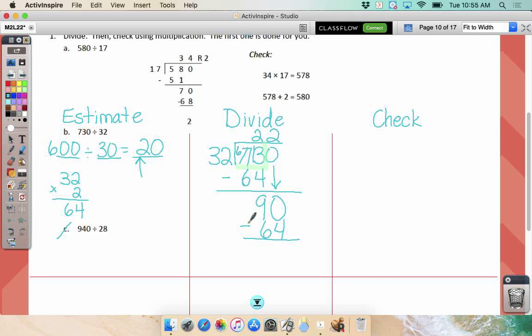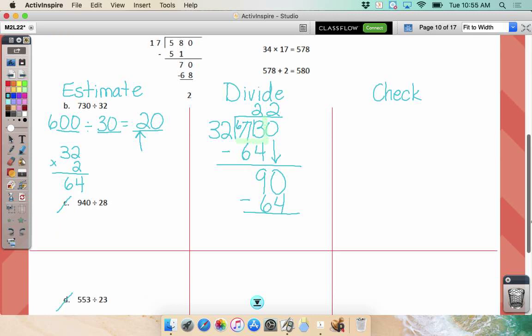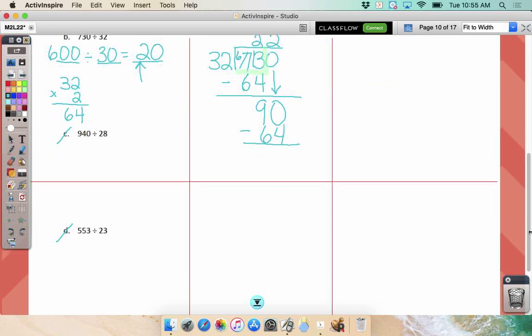So our answer is pretty close to what our estimate was, 22 remainder something, right? Okay, so when you subtract here, don't write 34, because that's not your answer.